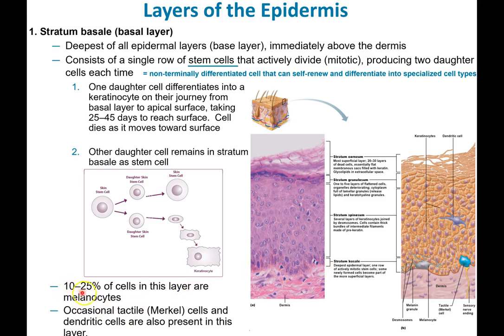Anywhere between 10 to 25% of the cells in the stratum basale are melanocytes, which appear as clear cells shown here. And there may also be tactile or Merkel cells, as well as dendritic cells present in the stratum basale as well.